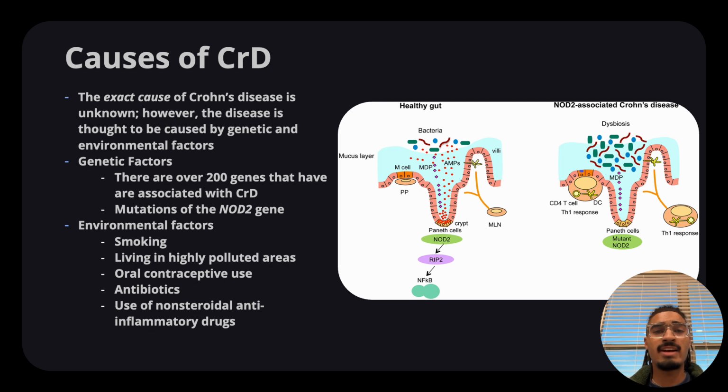And the environmental factors that have been found to be associated with the development of Crohn's disease include smoking, living in highly polluted areas, so urban areas near the city, oral contraceptive use, antibiotic use, and the use of NSAIDs or non-steroidal anti-inflammatory drugs. And this infograph on the right shows the distinction between a healthy gut and an NOD2-associated Crohn's disease.